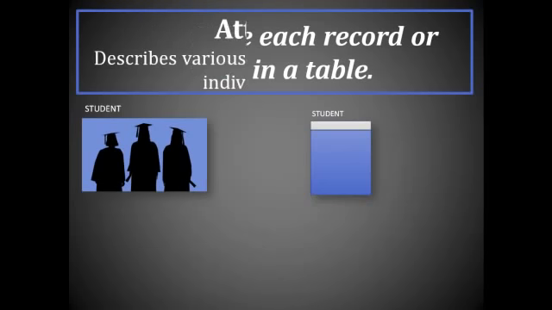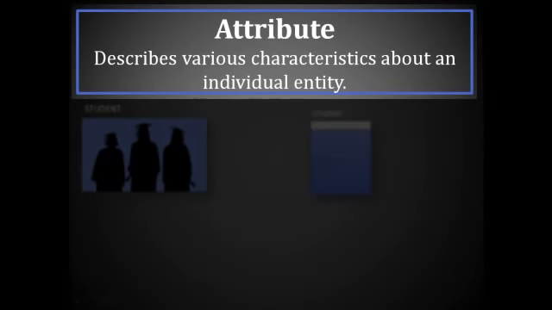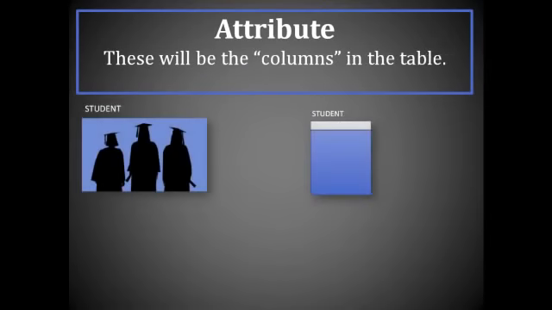Now we have attributes. An attribute describes various characteristics about an individual entity. These will become the columns in the table. Wait, it does what? Well, it tells us more about the entities. Each of those students now has a first name. The first name is an attribute because it tells us more about each instance of student. So each individual student has a first name. Got it.